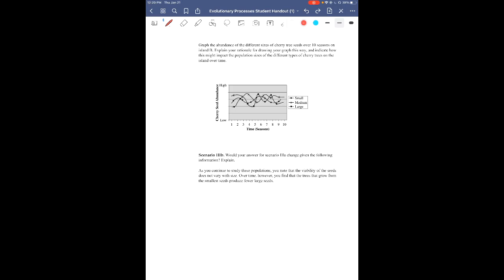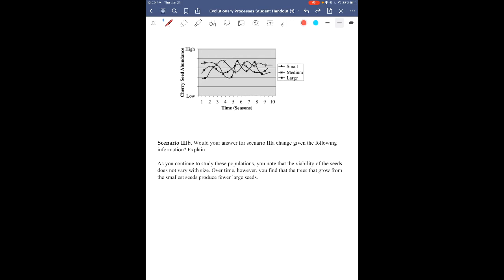Okay, so as we continue to study these populations, you know that the viability of the seeds does not vary with size. Over time, however, you find that the trees that grow from the smallest seeds produce fewer larger seeds. Okay, so this information right here gives us additional evidence that seed size is heritable.